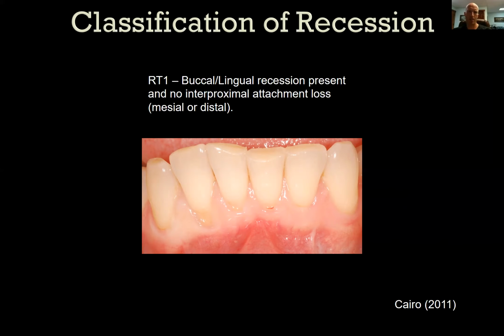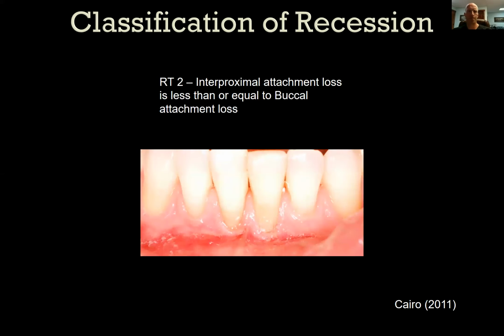You can see some recession there on 25 and 26. However, we have a nice knife-like papilla still coming up interdentally there. Now as we look at RT2, recession type 2, we have recession on the buccal, and we have a little bit of interproximal attachment loss, but it's less than what we have on the buccal.